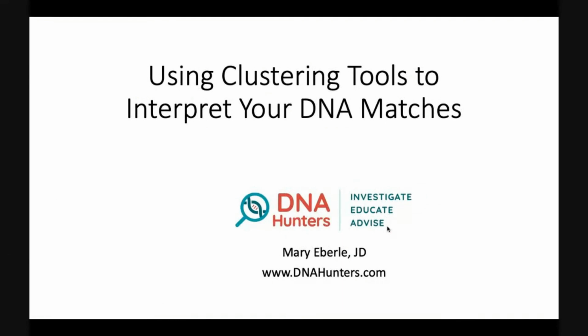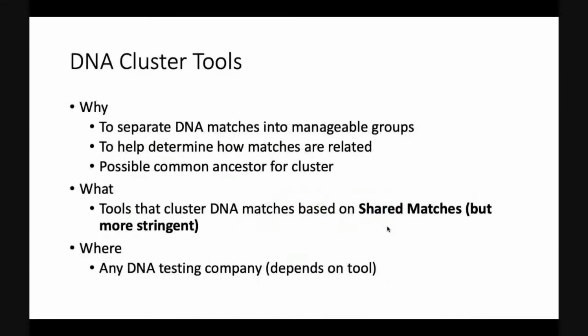So this is about using clustering tools to interpret your DNA matches. And these tools are really interesting. They let us separate our DNA matches into manageable groups. And by manageable, I mean we've got these groups that you're able to look at, and if you know something about somebody within the group, then you know that those people who are along with them in a specific group are related. They might even be related through a common ancestor, but maybe it's one ancestor further back in time or one ancestor closer in time.